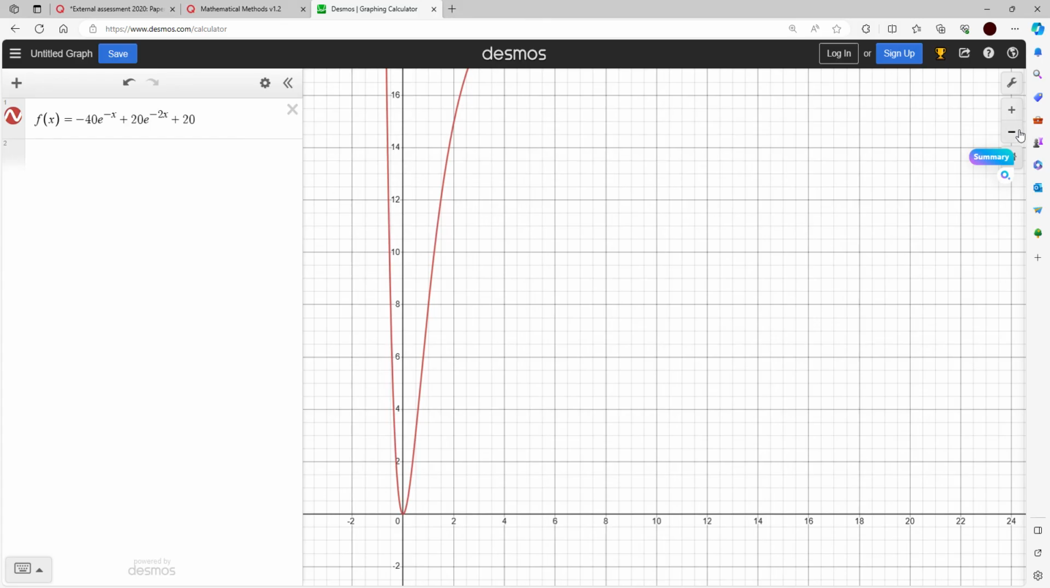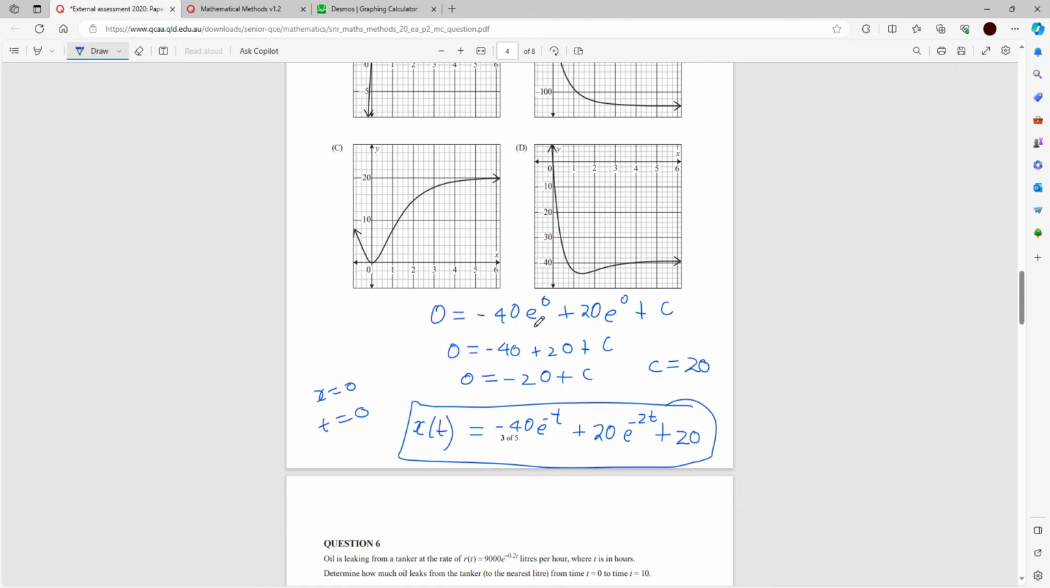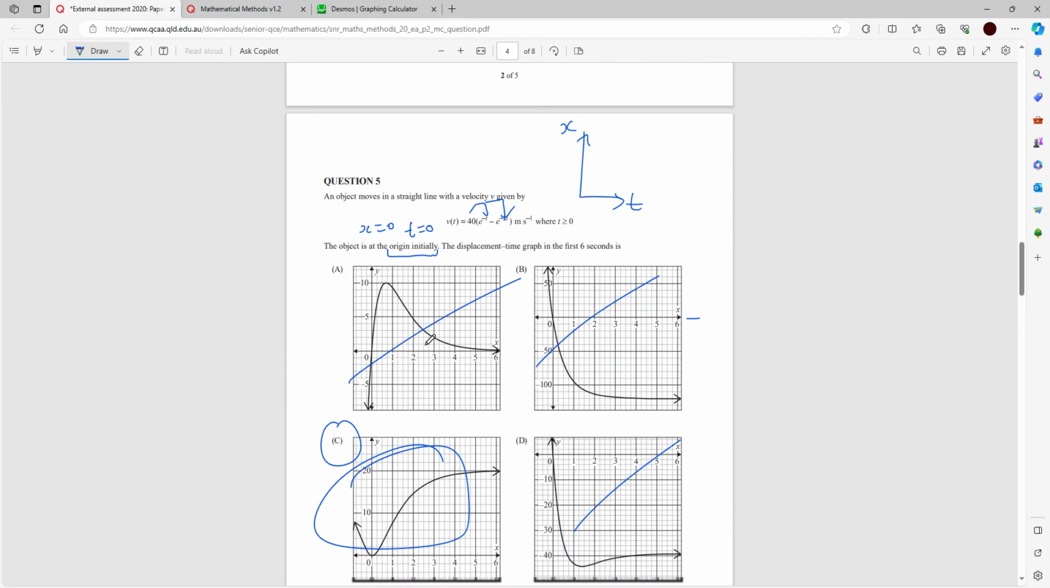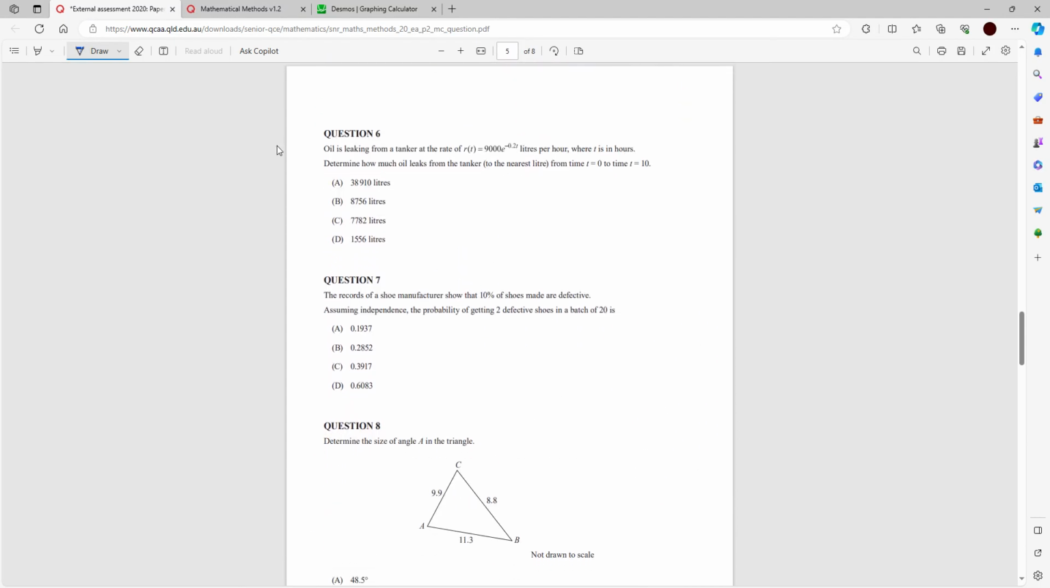Okay, so we've got this shape here, and now we're going to go to our answers and see which one best matches this. So if we go back to the exam here, it doesn't match that, doesn't match that, doesn't match that, and it matches that. So the answer is C there, okay? If you have any questions about this one, leave something in the comments and I'll try my best to explain it, but let's move on to question 6.